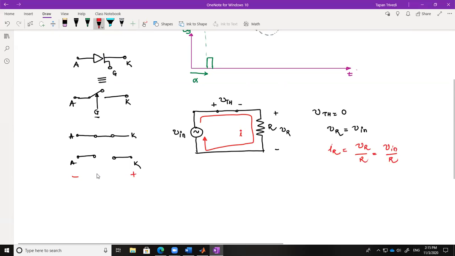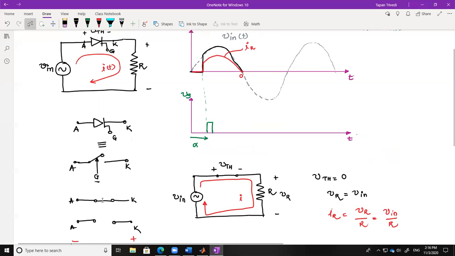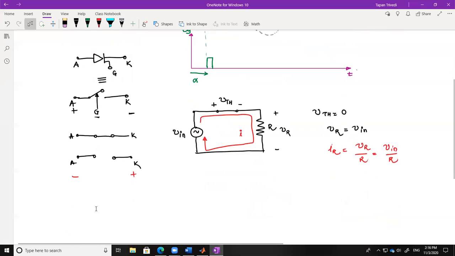So the SCR is one device in which it acts as a closed switch when the voltage applied to it is positive and the gate signal is applied. If you do not apply the gate signal, remember, if you do not apply the gate signal, it still acts as an open circuit.